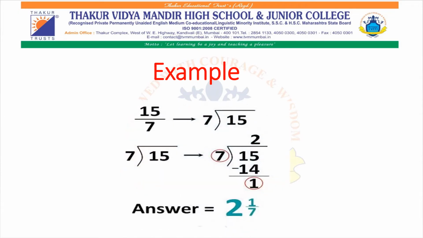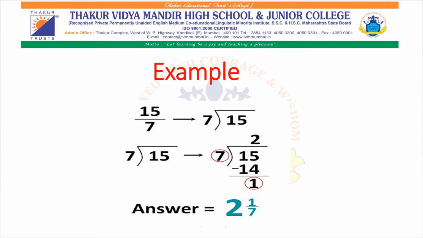Again, one more example is given. See, 15 upon 7. Now, simple step. First divide 15 by 7. When you are dividing 7 to the 14, so 15 minus 14 you will get 1. So here also the integer is 2. Your remainder is 1. So how will you frame the answer?